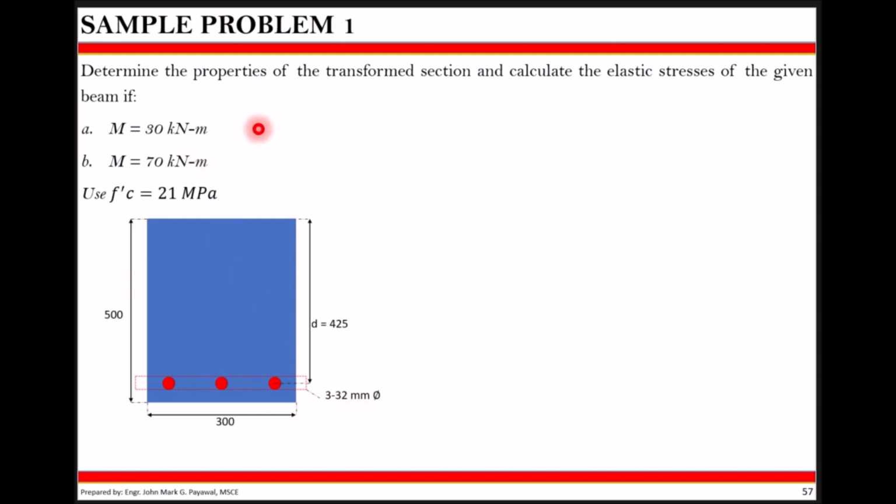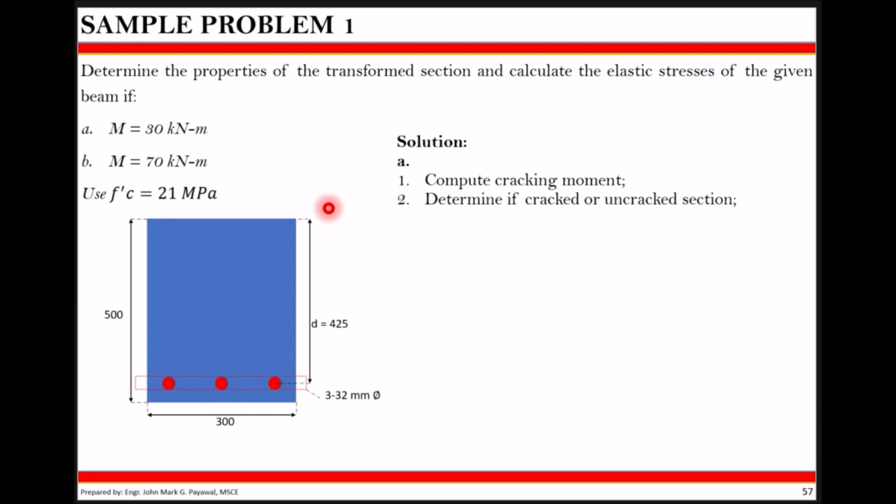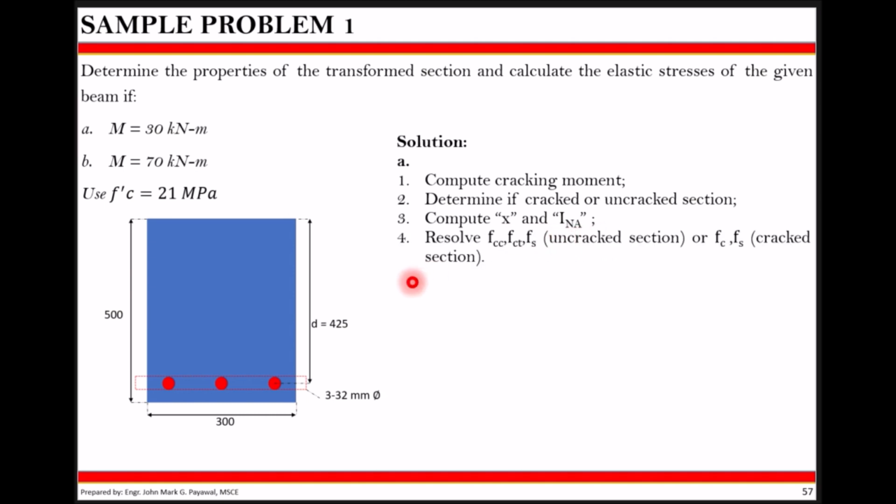So how do we solve letter A, letter B for this type of problem? I will give you the solution. Number 1, for letter A, we must first compute the cracking moment. After computing the cracking moment, we can determine whether it's cracked or uncracked. Determining cracked or uncracked section would now enable us to compute for x and I NA. This is where we locate the neutral axis of your section. Number 4, we can now resolve, whether if it's uncracked, tatlo: fcc, fct, fs. Kapag cracked section, dalawa lang, fc and then fs.